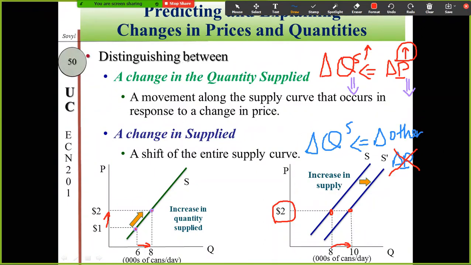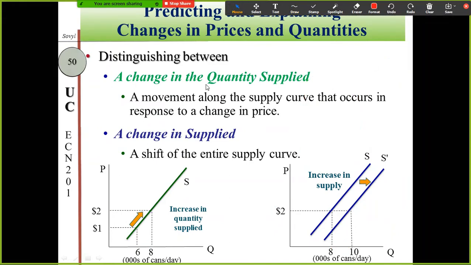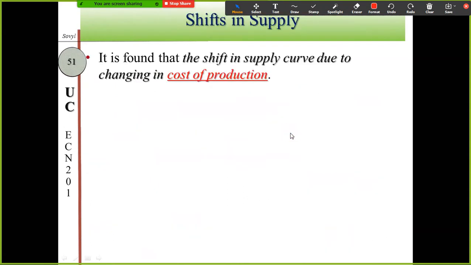So distinguish between a change in quantity supplied and a change in supply. They are different. Looking at this one, Q changes in both, but in a change in quantity supplied, Q changes because P changes. In a change in supply, Q changes because of other factors, not P changing, so P stays the same. A change in supply means the supply curve moves to a new location.